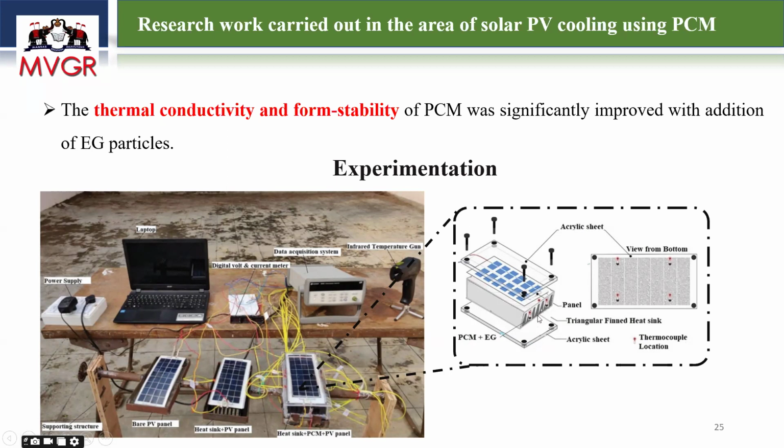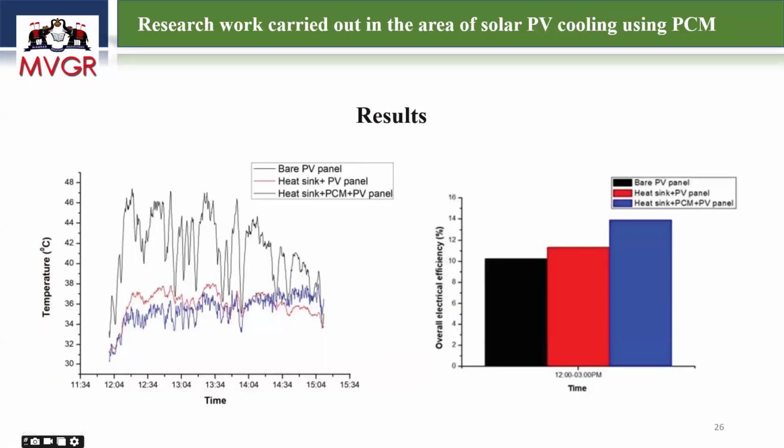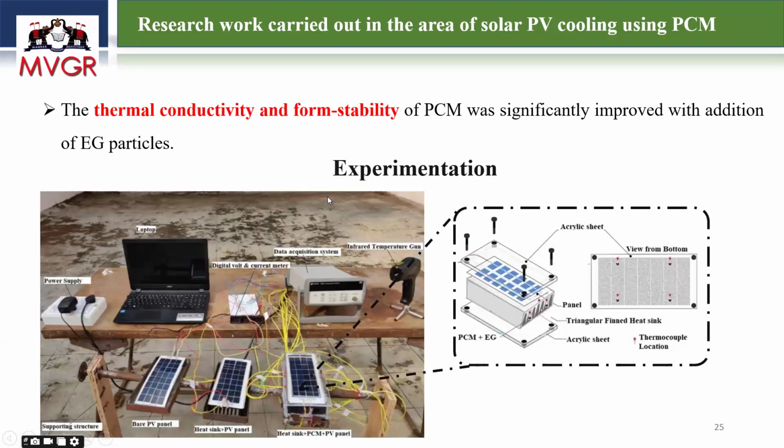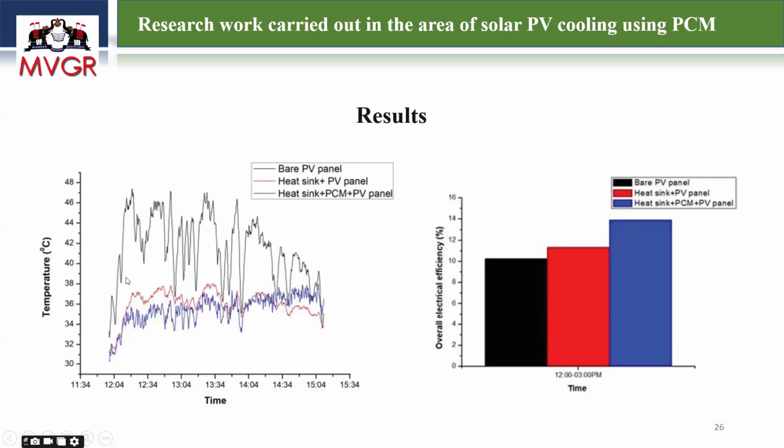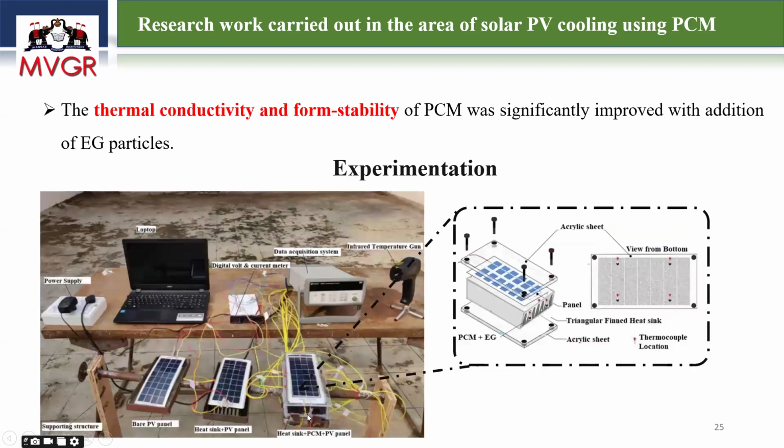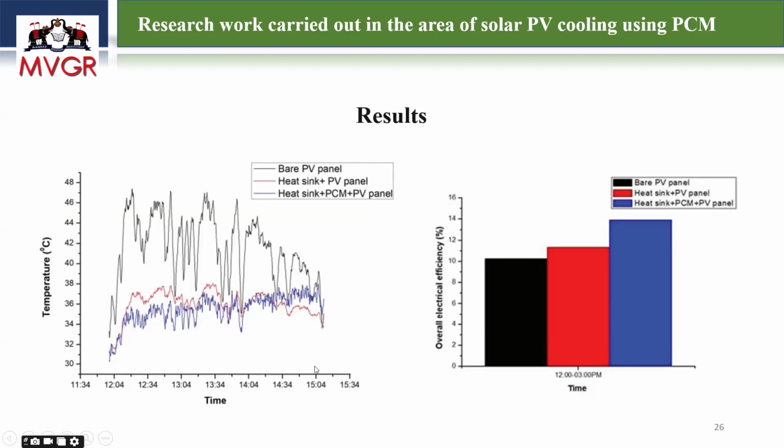After conducting this experiment, compared to the bare PV panel, this panel has the higher surface temperature, and if you use this PCM material, it has a much lower temperature compared to the remaining configurations. And because of the lower surface temperature of the PV panel, the electrical efficiency of the PV panel is significantly improved.